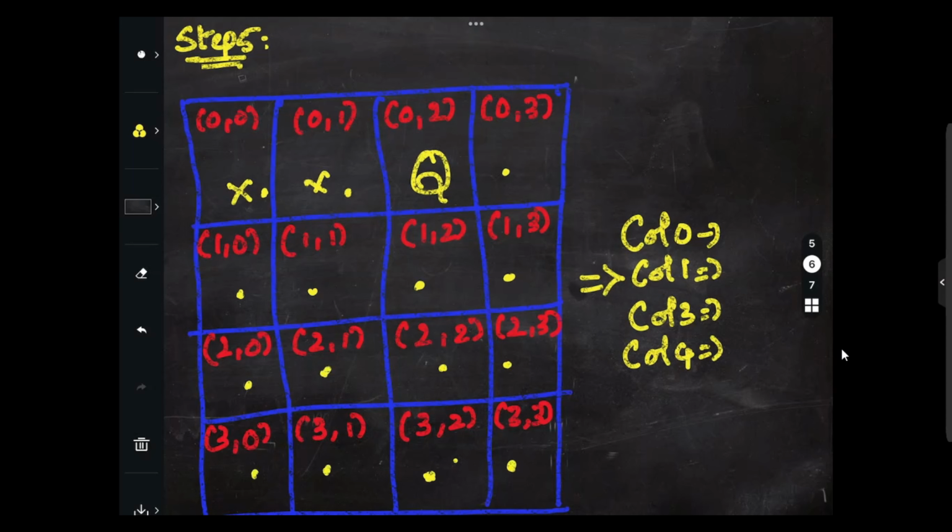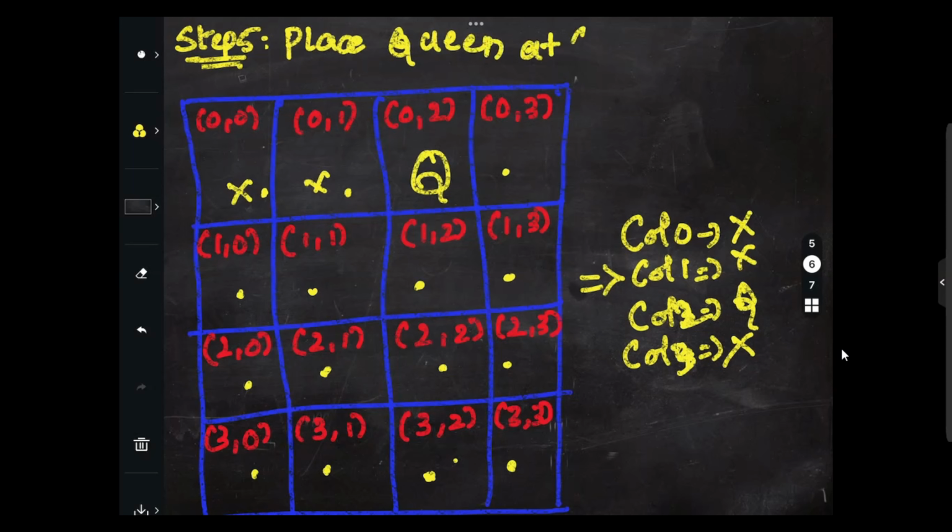This one in the column 2, right? So this one, column 2. We are placing it in column 2. So I'll just give here place queen, right? 0, 2. This is fine. This is for step 5.